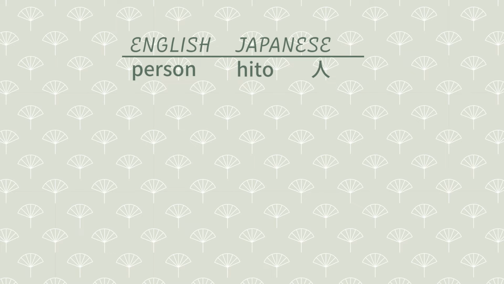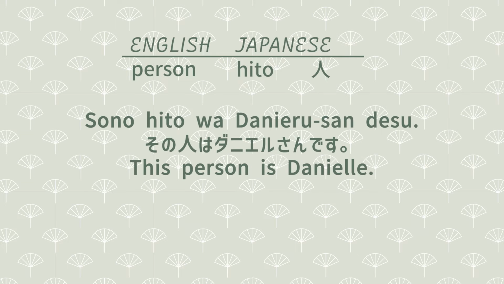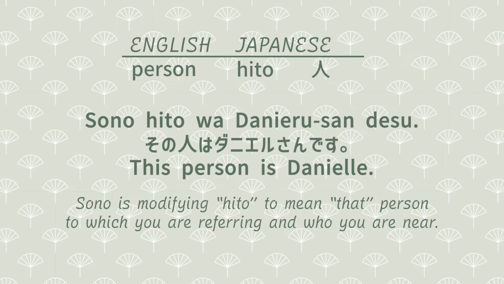Now let's say you ask who someone else in the photo is that is nearest you. I can now say, その人はダニエルさんです。 Sono is modifying hito to mean that person to which you are referring and to who you are near.